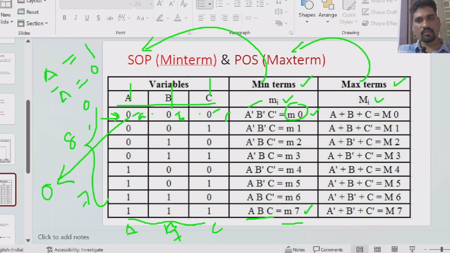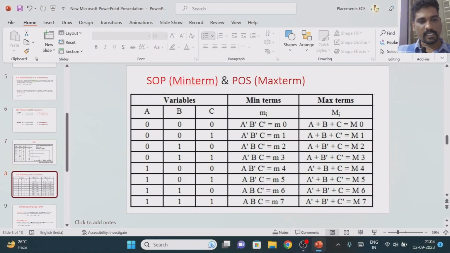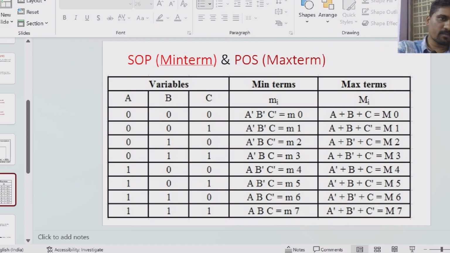If you understand this one, then Maxterm is nothing, right? In Maxterm, what is the meaning of this one? It is opposite to the SOP function. So POS means if it is 0 we need to write A, if it is 1 we need to write the complement variable. Now see what the value is here.